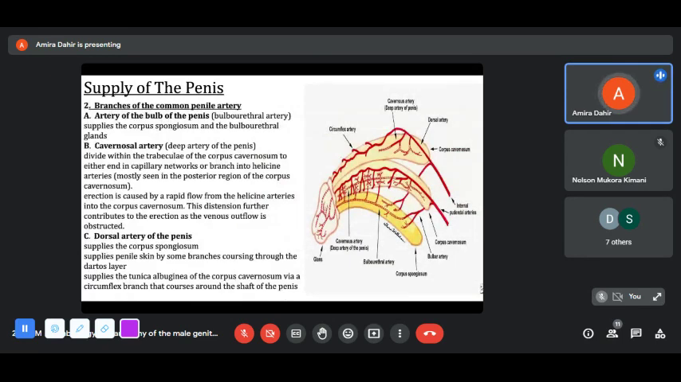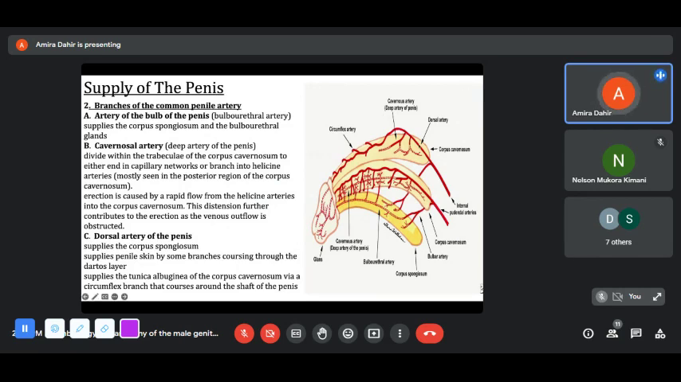As for the branches of the common penile artery, we have the artery of the bulb of the penis, also known as the bulbourethral artery, here. It supplies the corpus spongiosum and the bulbourethral glands. We have the cavernosal artery, also known as the deep artery of the penis, which divides within the trabeculae of the corpus cavernosum to either end in capillary networks or branch into Helicine arteries, mostly seen in the posterior region of the corpus cavernosum.